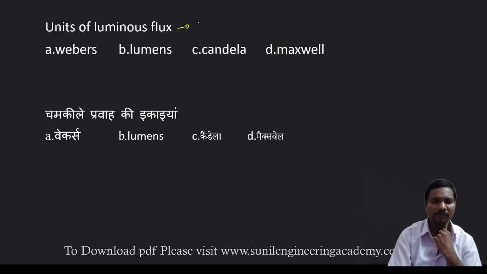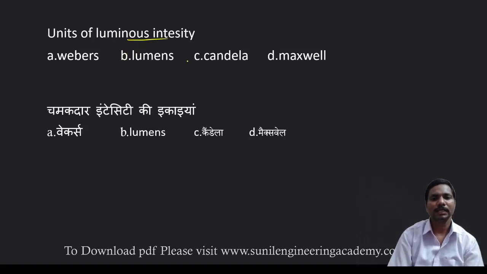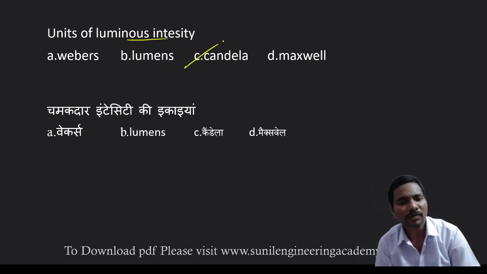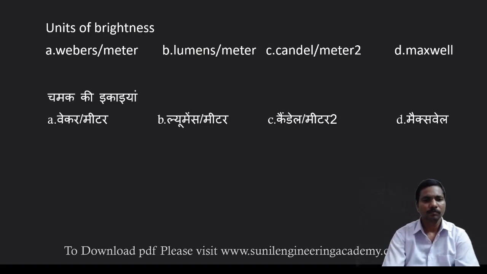Luminous flux is denoted with phi, and its unit is lumens. Magnetic flux is Weber. Candela is the luminous intensity, not a flux unit. If they ask luminous intensity, then go with the candela. It is one of the base units of the SI system. Units of brightness: lumen per meter square or candela per meter square. So the answer is option C.